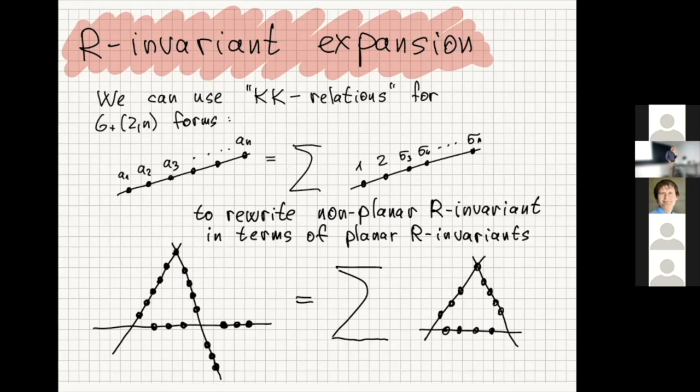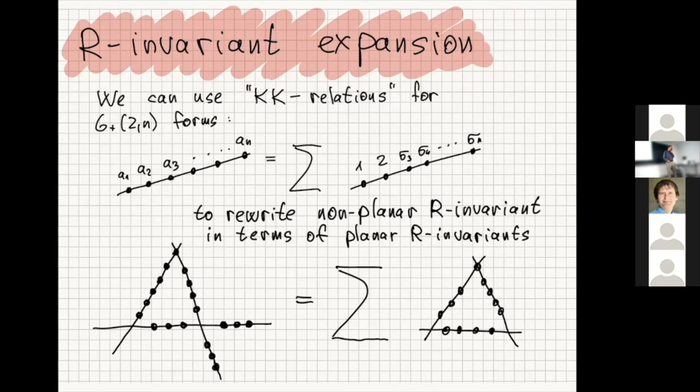And we can rewrite the arbitrary distribution of points on a line as a sum. This is at the level of forms, so at the level of expressions, as the sum over expressions when we fix two of the points being adjacent and we sum over some permutations of remaining points. There is some shuffle product of the remaining points.